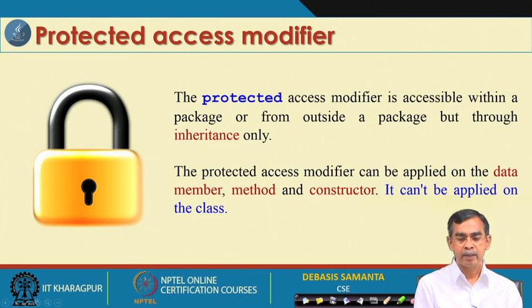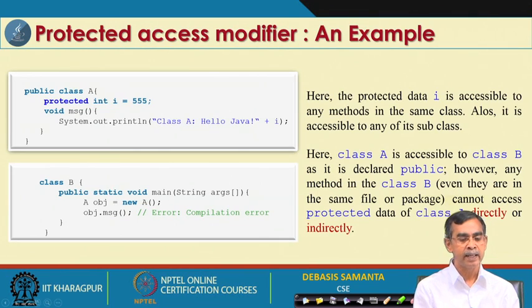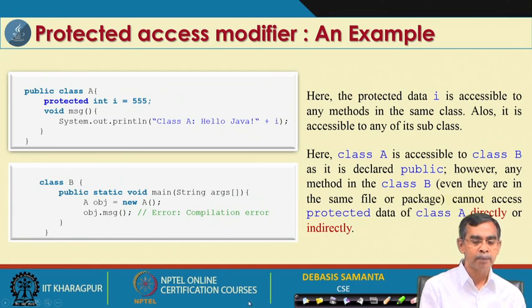Now, I am at the step of discussing the protected access modifier. As I already told you, protected access is limited to the inherited class. That means, if a member is declared as protected in its super class, then that member is accessible to any derived class or any subclass which can be obtained from that. So, this is the concept of protected. Now, let us have a quick look at it.